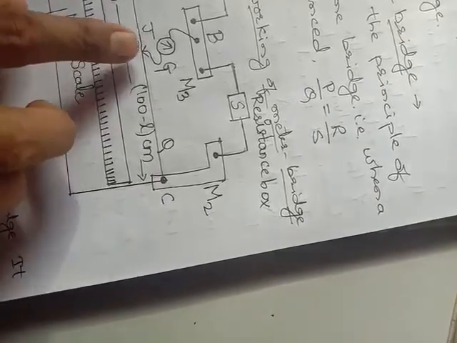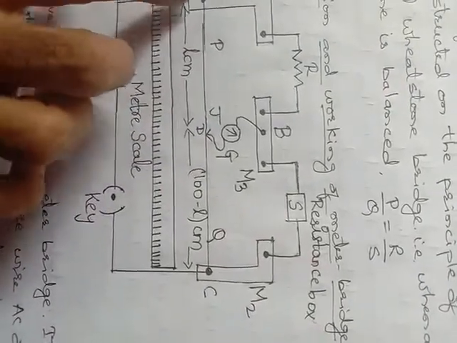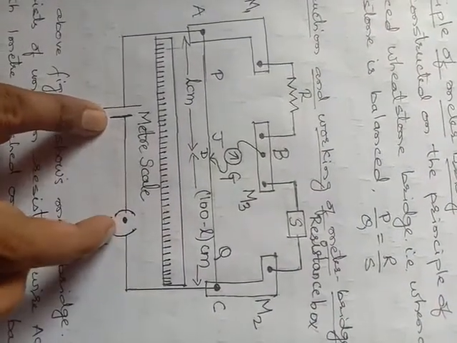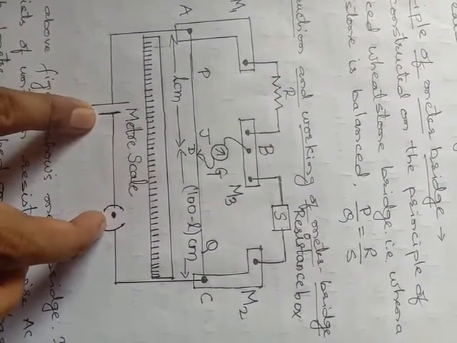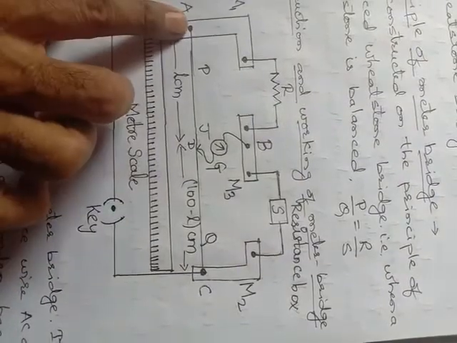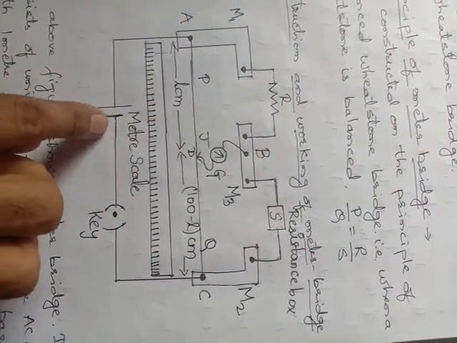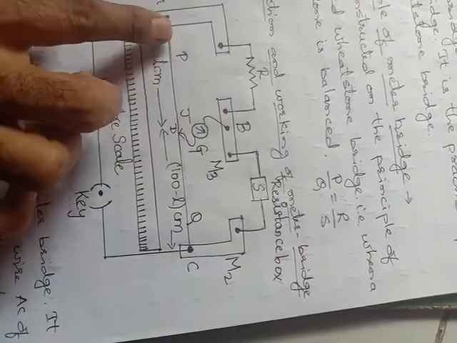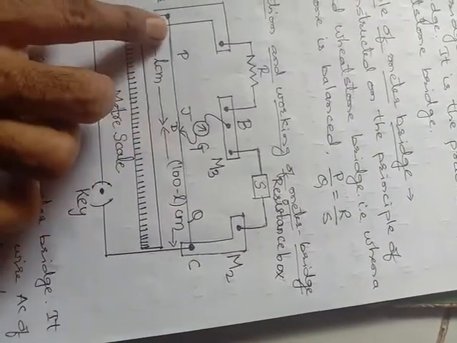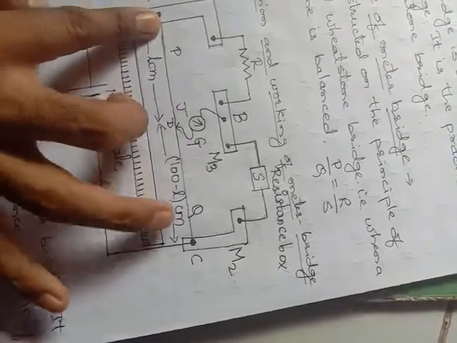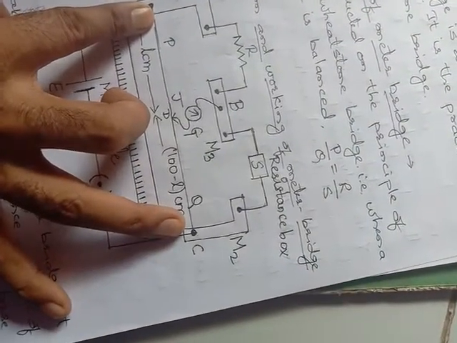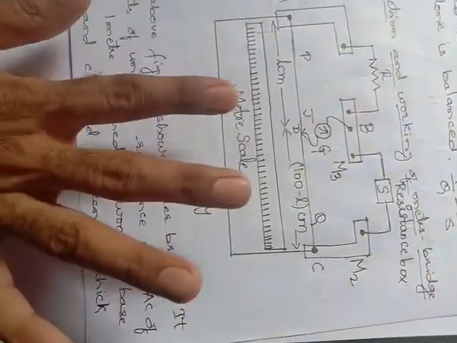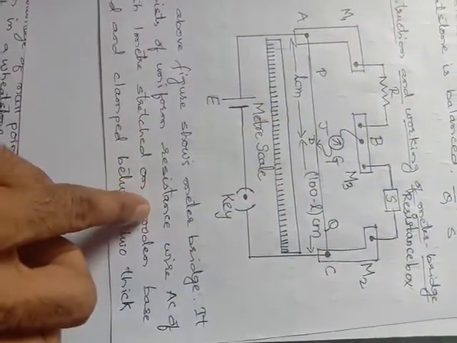So what we have to do when we start: to this point A and C, a battery is connected and a plug key is connected. Positive terminal of the battery is connected to A, negative terminal is connected to the plug key, and to this C is connected. So always in this particular meter wedge, we have to start from the positive terminal and move to the negative terminal. So already I have explained this. It is a meter wedge.